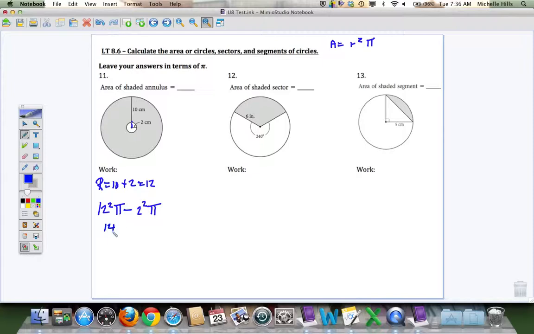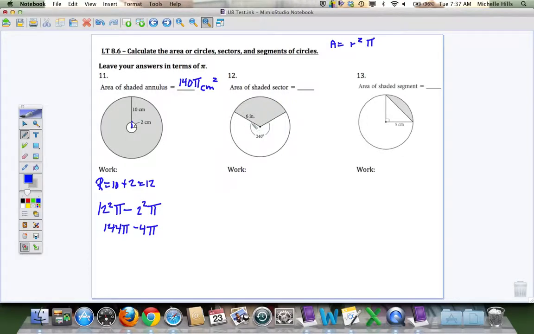So I get 144 pi minus 4 pi, which means the area is 140 pi, and then it's with centimeters, so centimeters squared. I thought that was a little bit difficult to see on the copied test, so I did not count it against you if you thought that the radius of the large circle was 10.